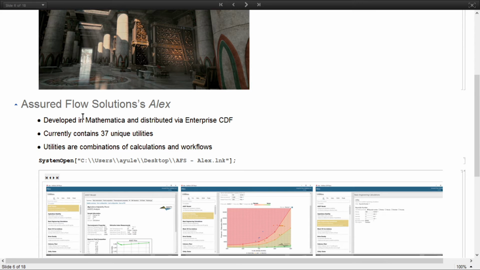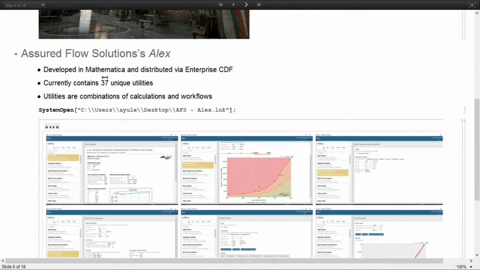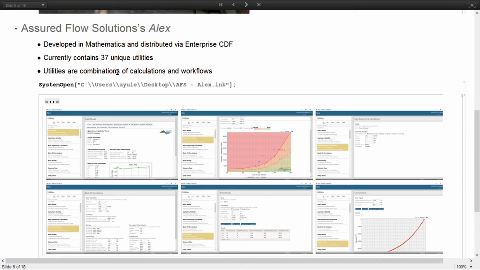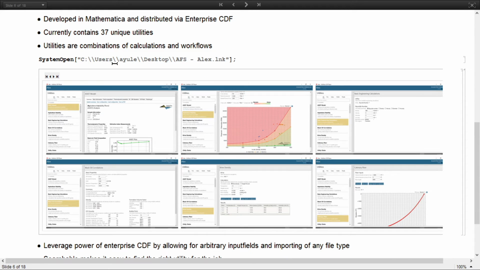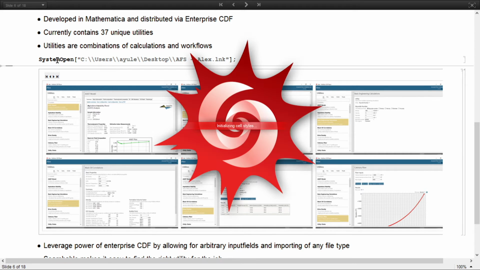So just really quick, let me kind of formally show you Alex. It's developed in Mathematica by me, and it's distributed to my colleagues via an enterprise CDF. Currently, we have 37 unique utilities in it, and those are sort of a combination of calculations, workflows, processes, all types of things. Basically, we just wanted a one-stop shop for anything R&D related that we had. I can open it really quickly.